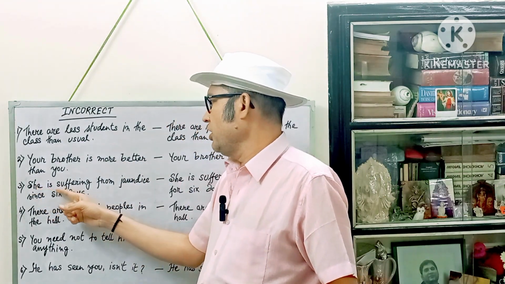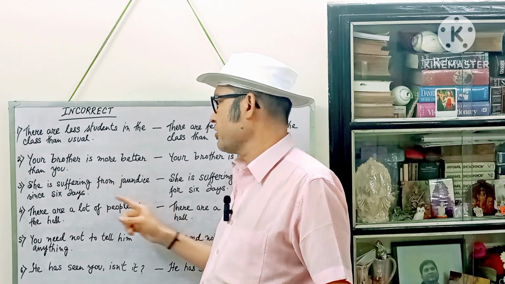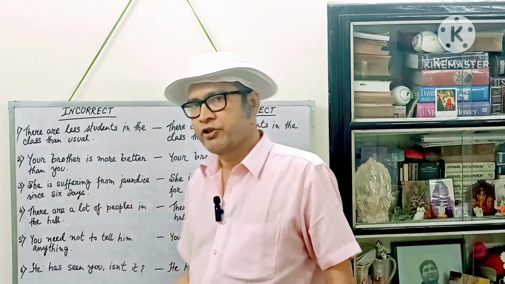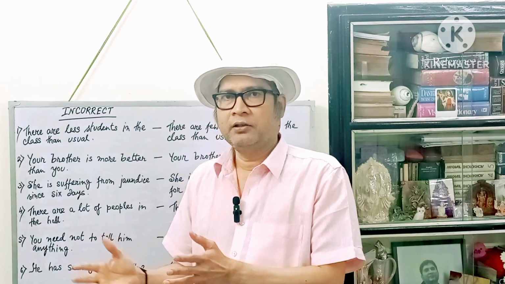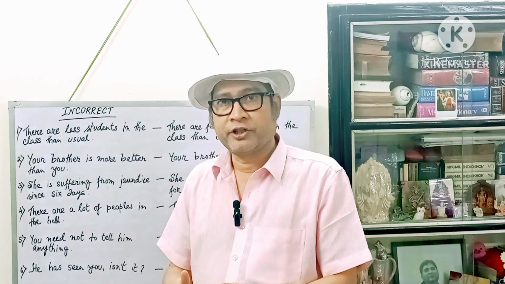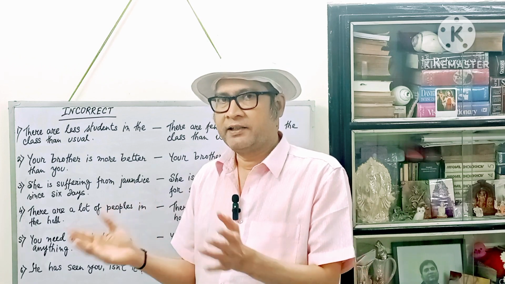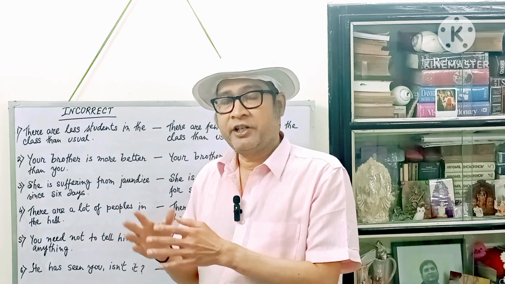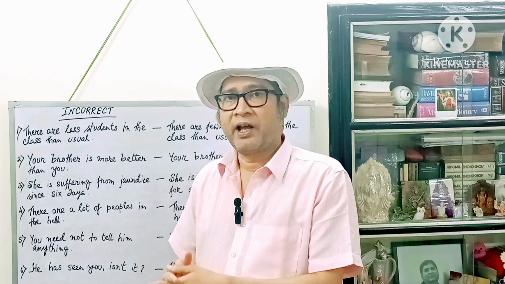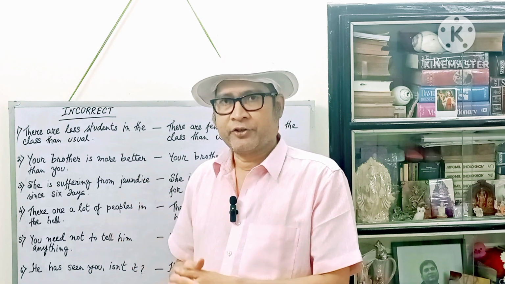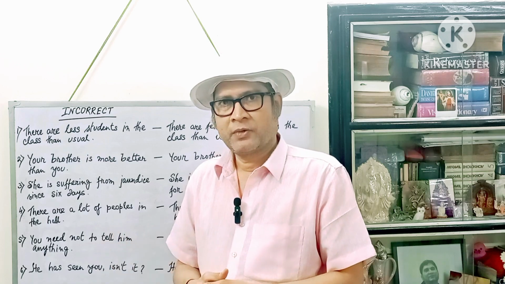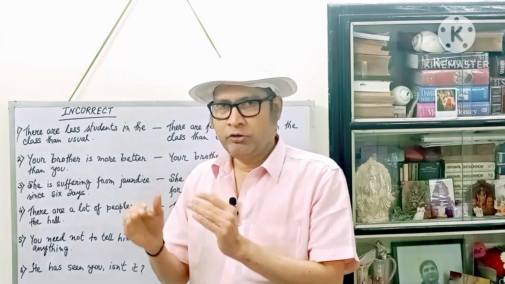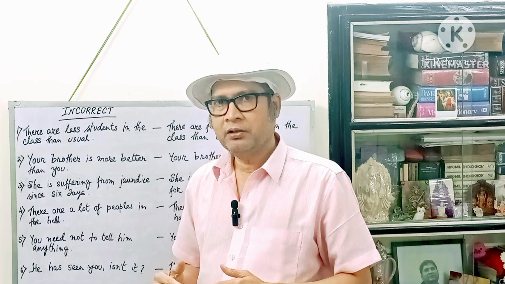Number three is, she is suffering from jaundice since 6 days. Going to the doctor, you have gone to the doctor with your sister, and you are telling the doctor she is suffering, or she has been suffering, whatever you like, since 10 days, or since 2 weeks. This is a sentence that seems correct. The doctor will obviously understand what you mean.